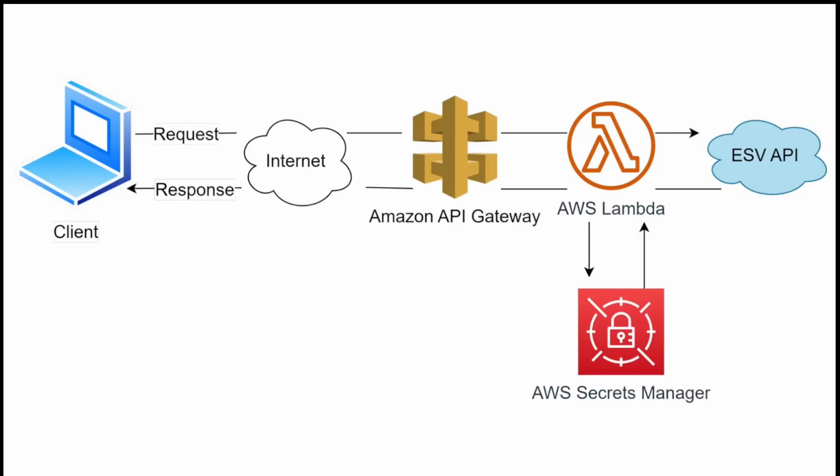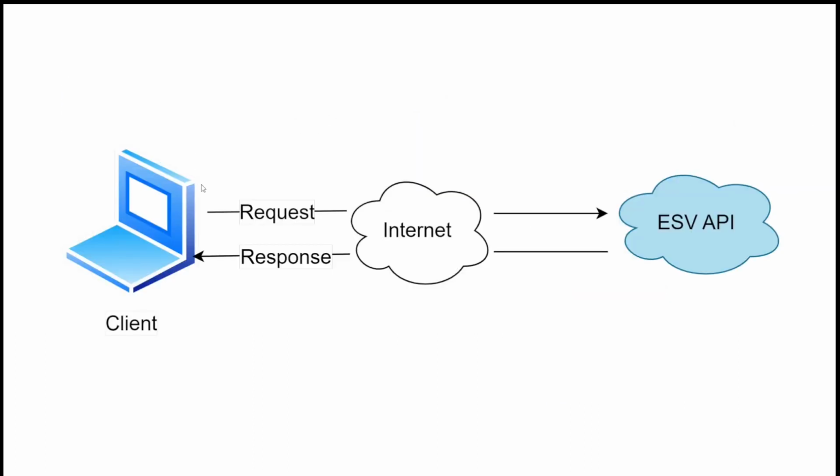Hello, in this video the main focus will be on 3 AWS services: API Gateway, Lambda, and Secrets Manager. That's going to be the second half of the video. First half is going to be the simple iteration where we call this ESV API.